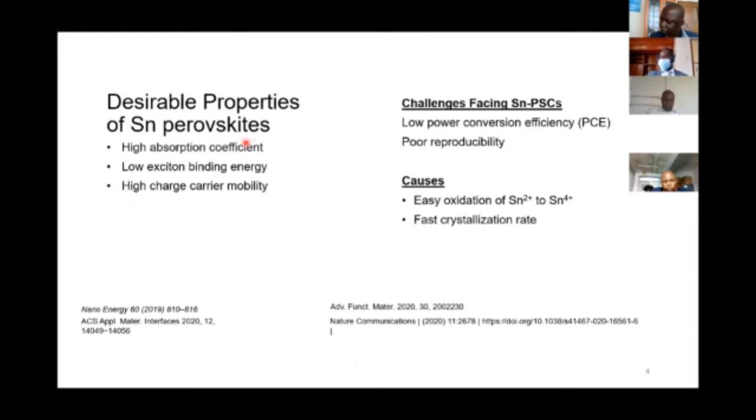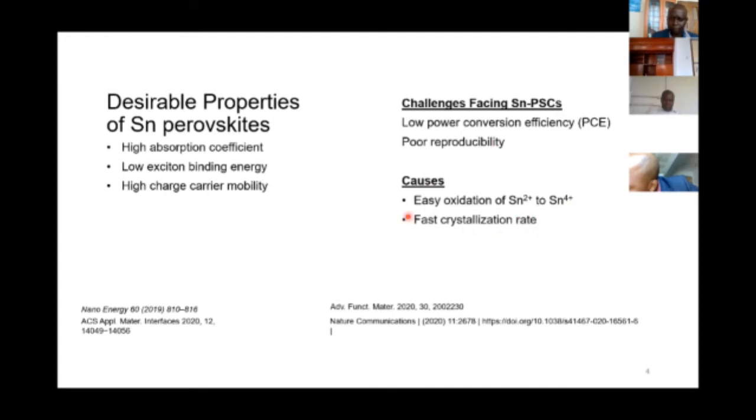Here we have some of the properties that make tin perovskite attractive to researchers: high absorption coefficient, high charge carrier mobility, among others. Then we have challenges facing tin perovskite. As I've told you, it has very good properties, but it still has many challenges, like low PCE, a low power conversion efficiency, and poor reproducibility. All these are caused by the ease of oxidation of tin 2+ to tin 4+. Another cause is fast crystallization.